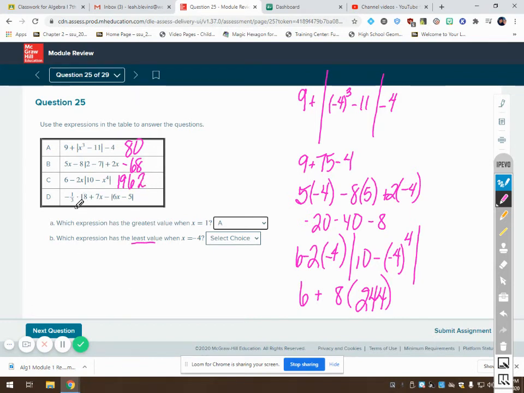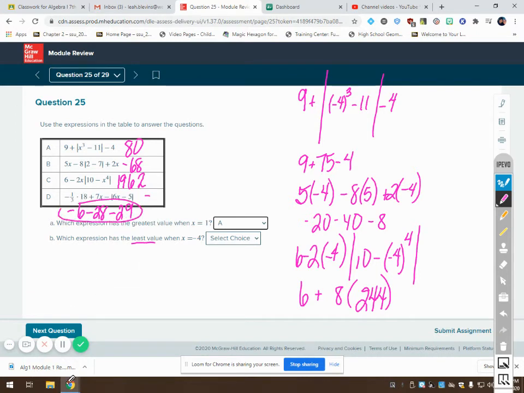Let's think about this one. We're going to have a negative 6. This is going to be another negative. 7 times 4 is what, 28? Negative 28 minus 6 times 4 is negative 24, negative 29. Is anything else? Positive 29. So these are all negatives. So it's going to be a bigger negative.